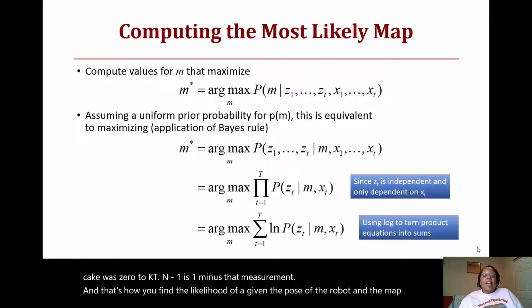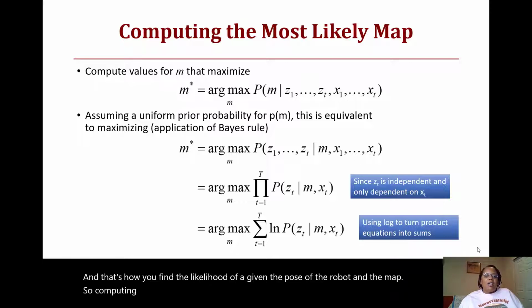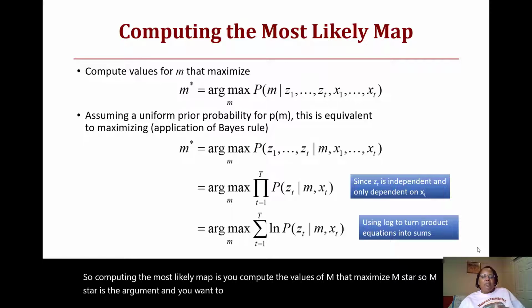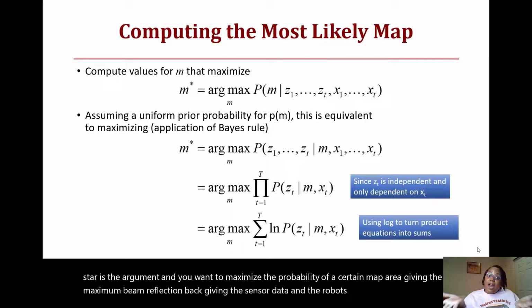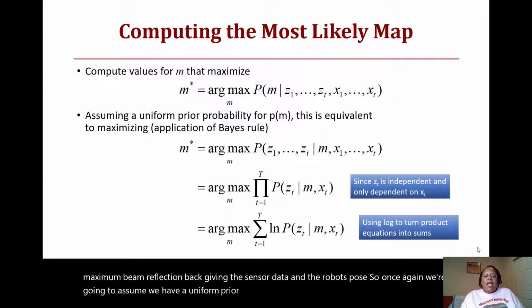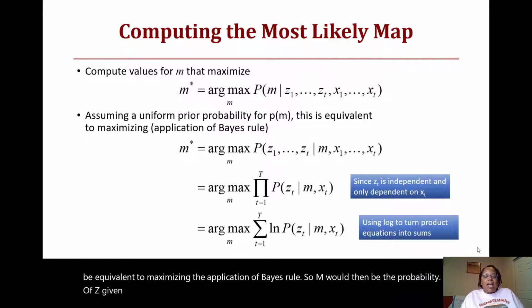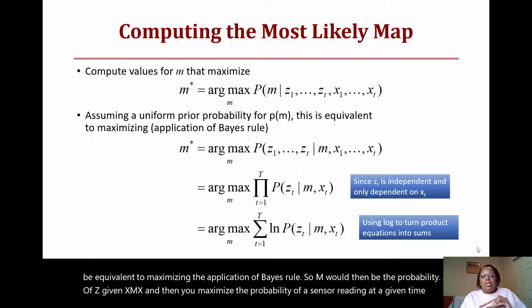So computing the most likely map is you compute the values of m that maximize m star. So m star is the argument, and you want to maximize the probability of a certain map area giving the maximum beam reflection back, given the sensor data and the robot's pose. So once again, we're going to assume we have a uniform prior belief for the probability of the map, and this would be equivalent to maximizing, by the application of Bayes' rule. So m star would then be the probability of z given x and m, and then you maximize the probability of a sensor reading at a given time t, given the map and the pose at that time t.